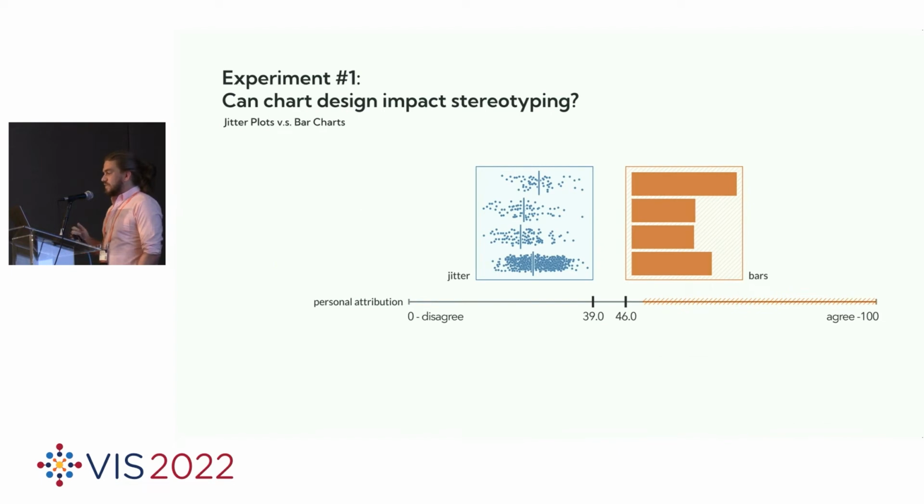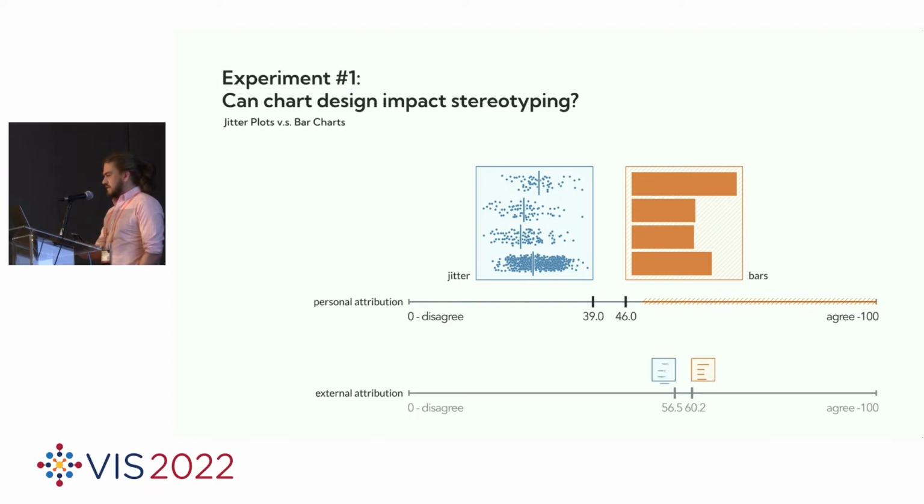In experiment 1, we compared jitter plots to bar charts for a data set about restaurant worker pay. In this case, jitter plots reduce personal attributions like "group A works harder than group B," relative to bar charts by 7 points on the 100-point scale. For comparison, chart type did not have a significant effect on external attributions like "group A works in a nicer restaurant than group B."